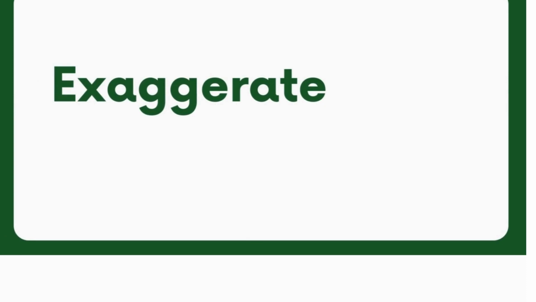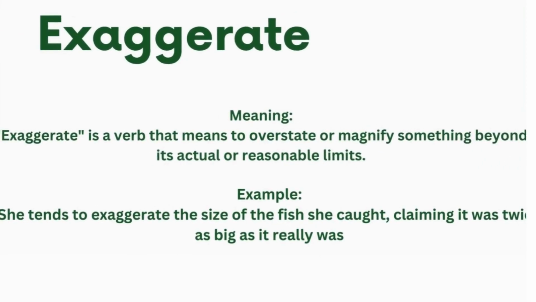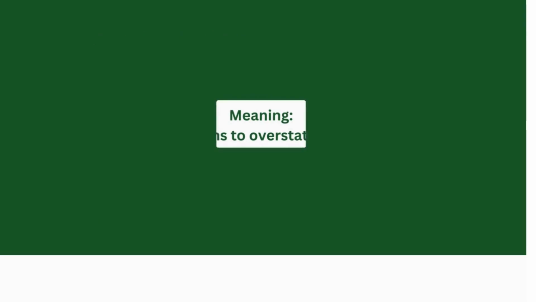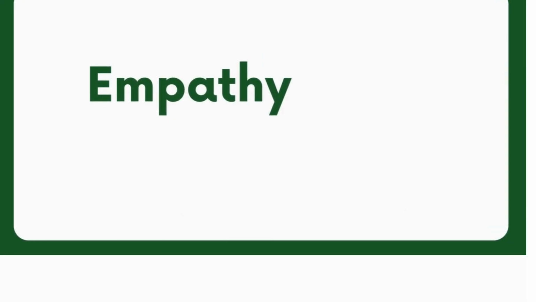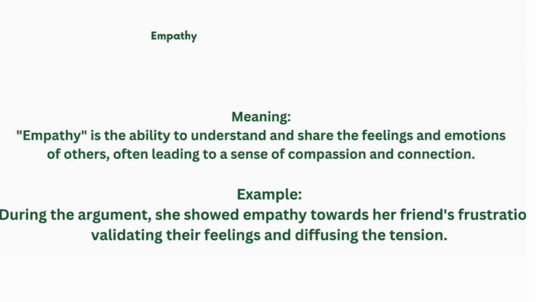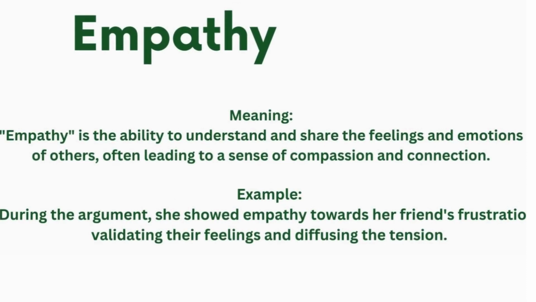Exaggerate. Meaning: exaggerate is a verb that means to overstate or magnify something beyond its actual or reasonable limits. Example: she tends to exaggerate the size of the fish she caught, claiming it was twice as big as it really was.